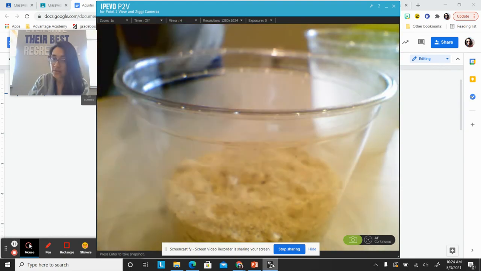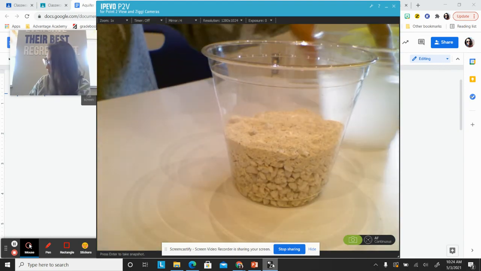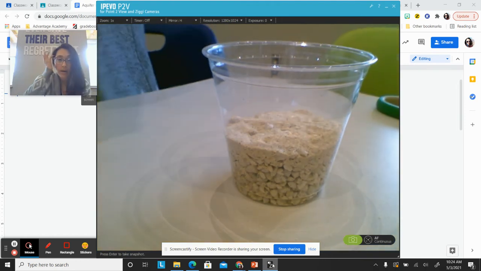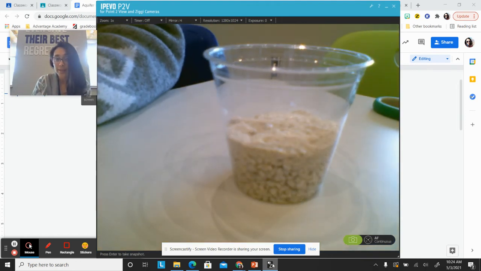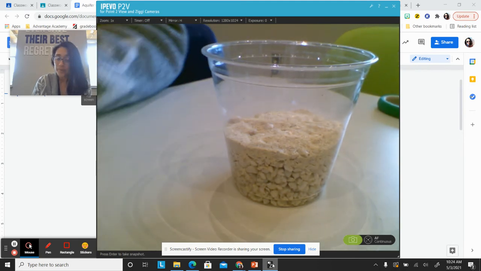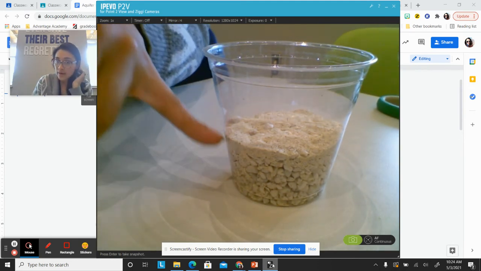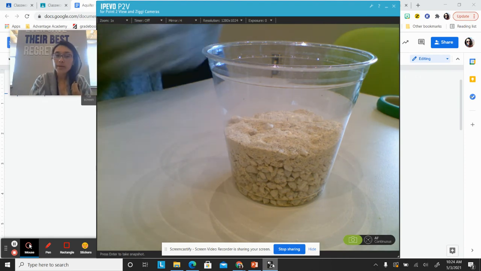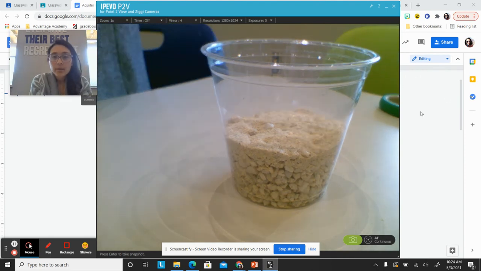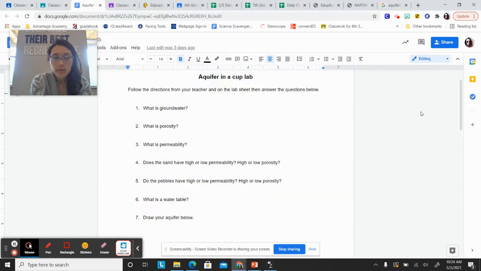Okay, so this cup is going to be our aquifer. An aquifer is, like I said, layers of permeable rock and sediment that hold groundwater. So we have a layer of gravel and a layer of sand. So we are going to look at how groundwater is stored.